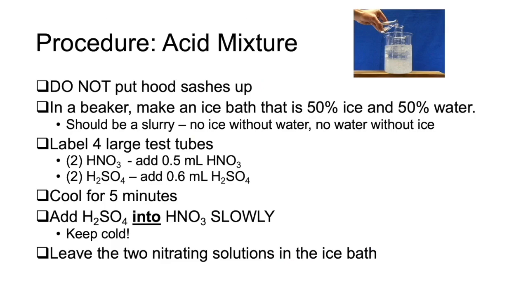As for the procedure, it's important not to put our hood sashes up, because if you leave it up, the hood is going to have a harder time sucking in the air, so you might breathe in the acidic fumes. When you make an ice bath, you roughly use 50% ice and 50% water, so it's kind of like a slush. It's also important to label your test tubes because the acids that we use are colorless liquids, so they all look the same and you could confuse them unless you label them. And it's important to keep the mixture cold.